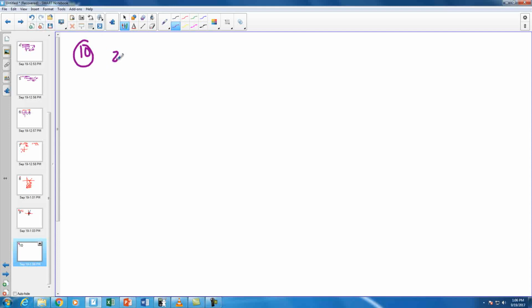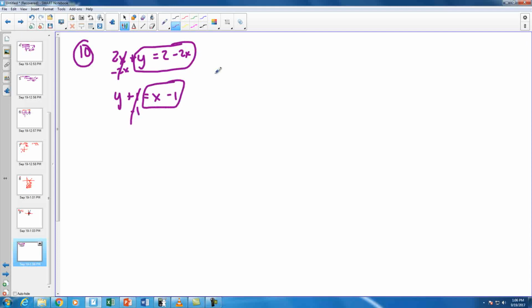2x plus y equals 2, and y plus 1 equals x. So the problem with graphing these in the calculator is that they're not in y equals form, so I have to make that happen. I'm going to minus 2x, minus 2x. Y is now alone, right? Right here. I can graph that, and here I'd have to minus 1 from both sides. And so now I have y equals x minus 1. So I can go back to my calculator.